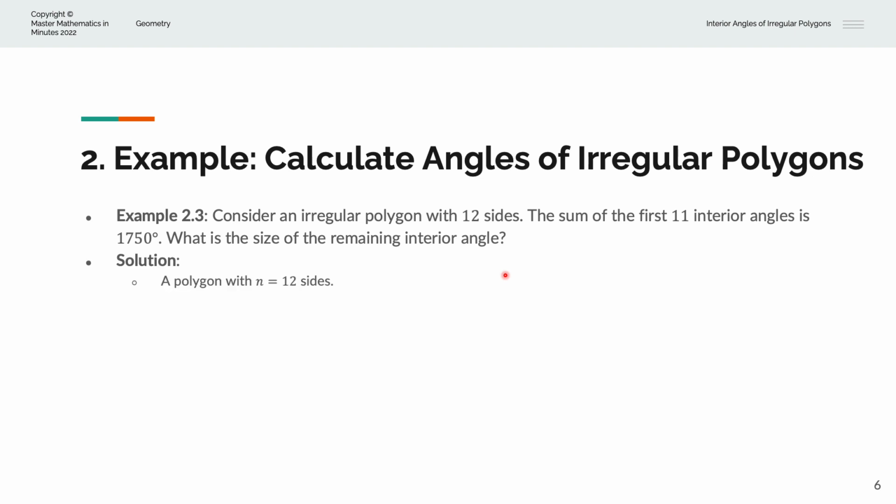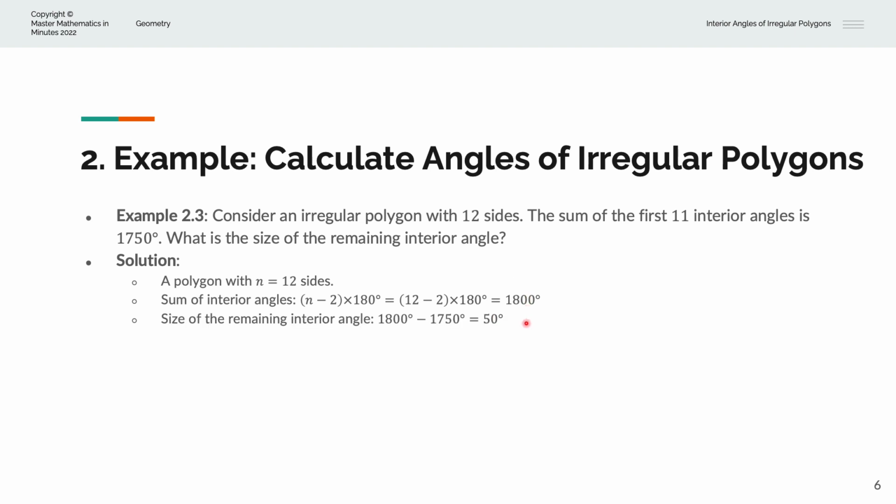And so, we have a polygon with n equals 12 sides, and we're able to calculate the sum of the interior angles as n minus 2 multiplied by 180 degrees. And we'll substitute n equals 12, and that becomes 12 minus 2 multiplied by 180 degrees. And that gives us 1,800 degrees. So the size of the remaining interior angle is 1,800 degrees, which is the total angle, minus 1,750 degrees as given from the question. And that gives us 50 degrees.